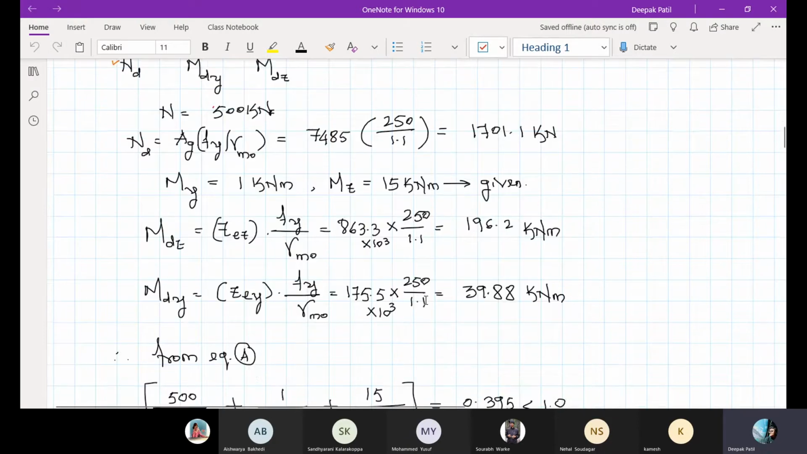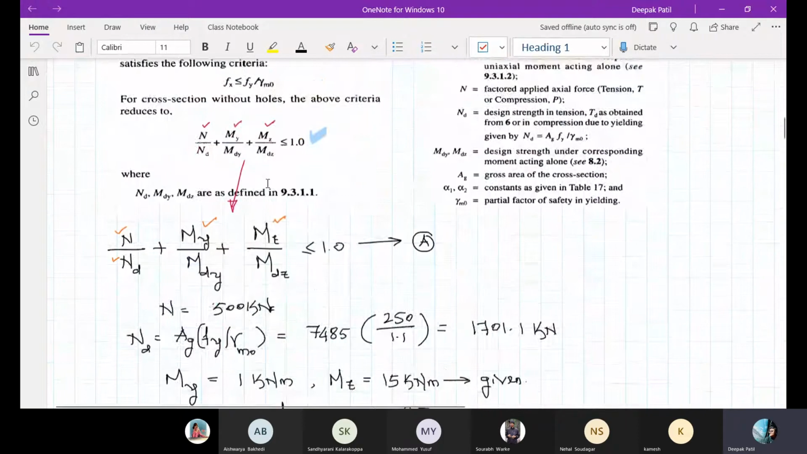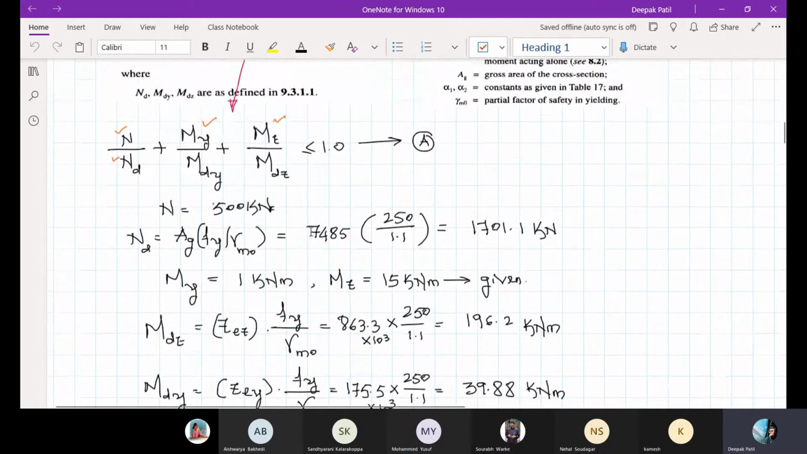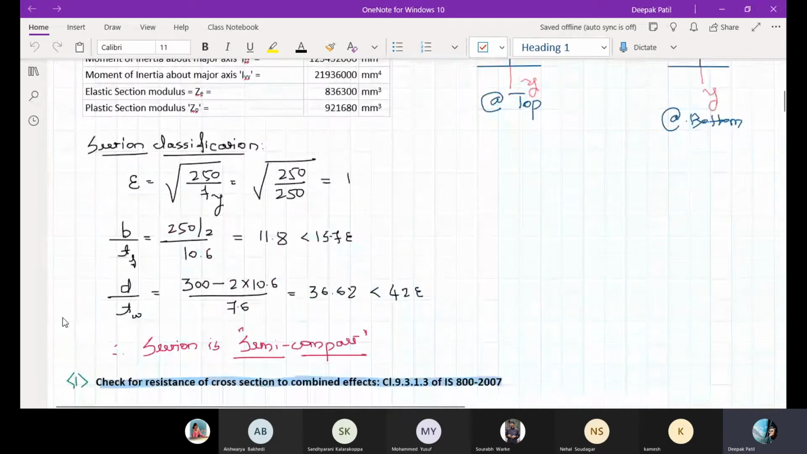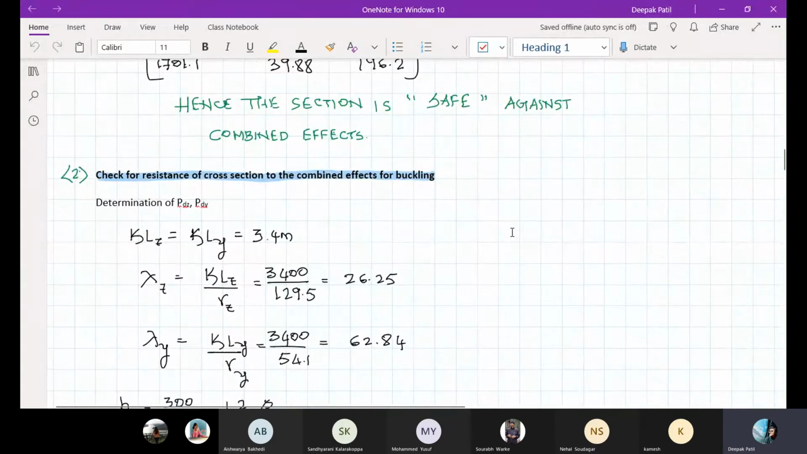Once I know all these values, I plugged them into this equation, and the final value is 0.395, which is less than 1. Hence, the section is safe against combined effects. Students, there could be some network problem, so if my voice is breaking, you can interrupt me and tell me.